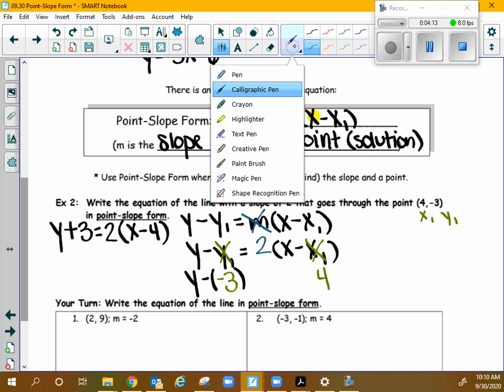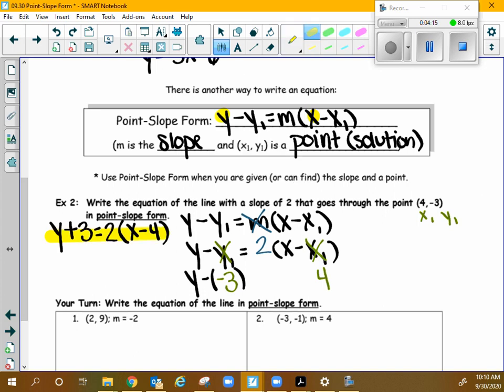And that is it. Just leave it like that? You leave it like that. That is point slope form. Yes, but since x1 is a positive, it's still actually subtract. That was a good question. You have to get used to the idea that this is going to be possible.